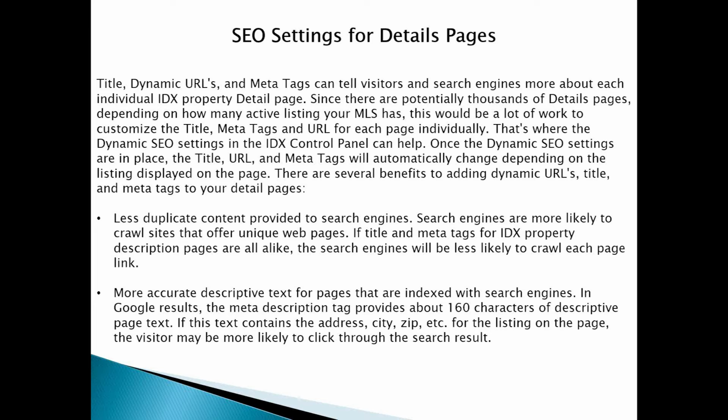So the whole idea and the name of the game is to make this data stand out and be crawled by Google more accurately or more times. So, more accurate description text for pages that are indexed with search engines. In Google results, the meta description tag provides about 160 characters of descriptive page text. If this text contains the address, the city, the zip, etc., for the listing on the page, the visitor may be more likely to click through the search result. Let me show you what that means here.